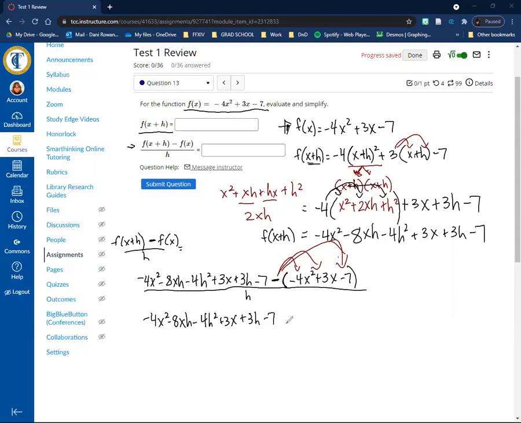So negative times negative is a positive. So we have positive 4x squared. Negative times positive is a negative 3x. Negative times negative is a positive 7. Again, this is all over h.